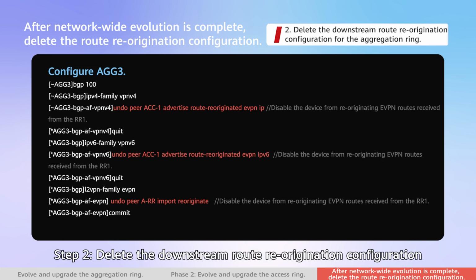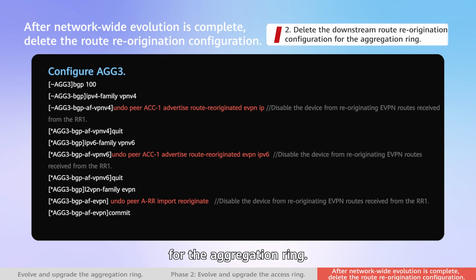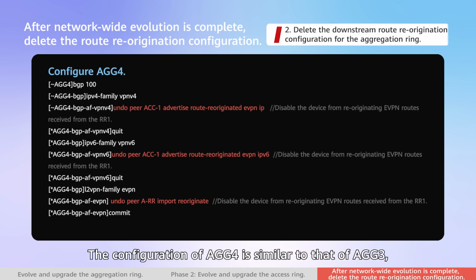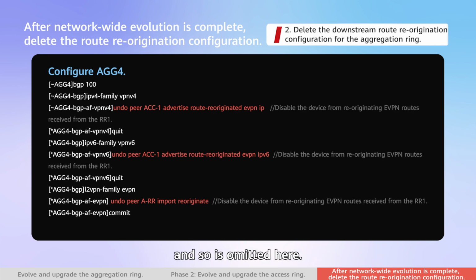Step 2. Delete the downstream route reorigination configuration for the aggregation ring. This video uses AGG3 as an example. Disable AGGs from reoriginating routes learned from RR1 in the BGP VPN address family and then advertising reoriginated routes to ACCs from the VPN v4 address family. The configuration of AGG4 is similar to that of AGG3, and so is omitted here.